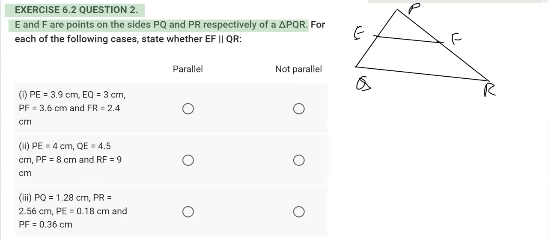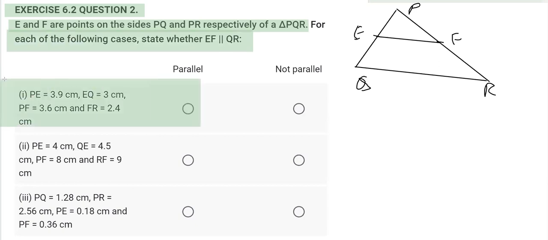We have to check whether the lines are parallel or not. EF is parallel to QR for the following cases. In the first case, we know the lengths of a few sides. You should remember that we can prove two lines parallel by applying the converse of BPT. If EF divides the two sides, PQ and PR, in the same ratio, then by applying the converse of BPT, we can say that the lines are parallel.